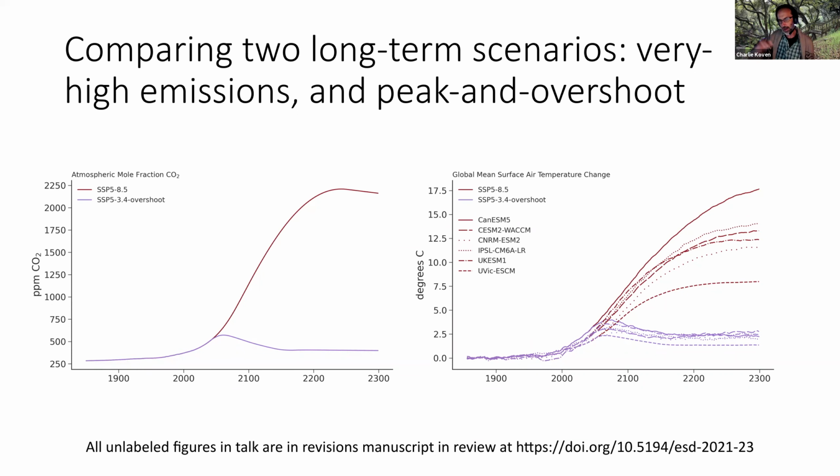In the overshoot scenario, things peak and then reverse, so you have a fairly strong temperature decline out to about 2200, and then in one model, a subsequent reversal and some warming, which I'll get into. And so again, this is bounding what might be plausible.